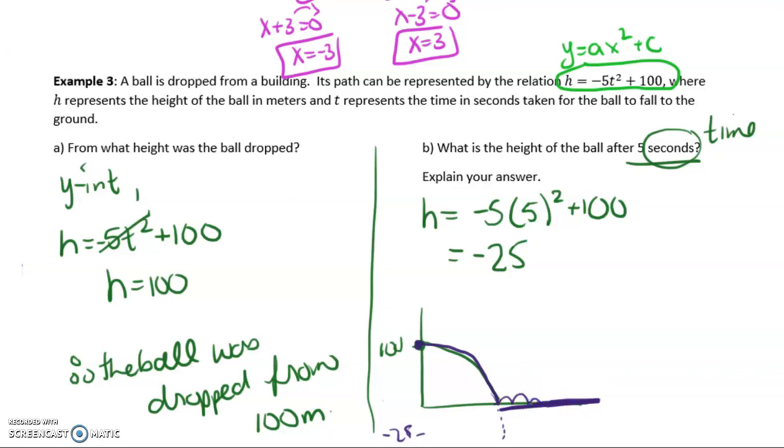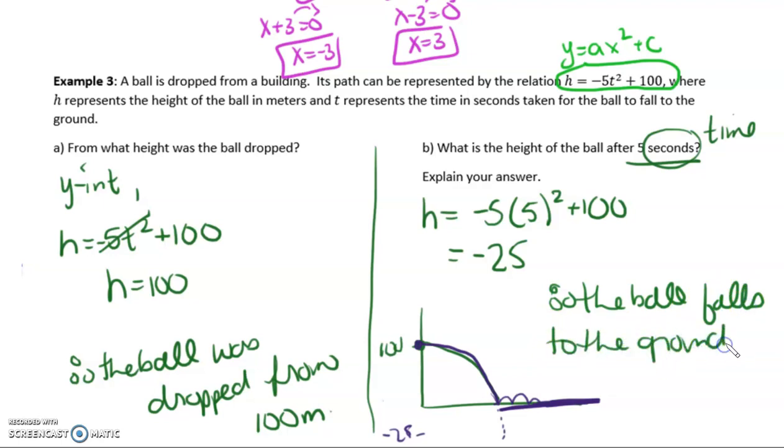Okay, so what we would say is, therefore, the ball falls to the ground. And, okay, let's go at 0 meters high, right? Because technically it's asking what's the height. So the height is 0 meters, and it just falls to the ground.